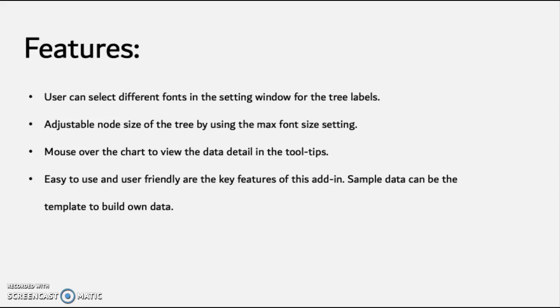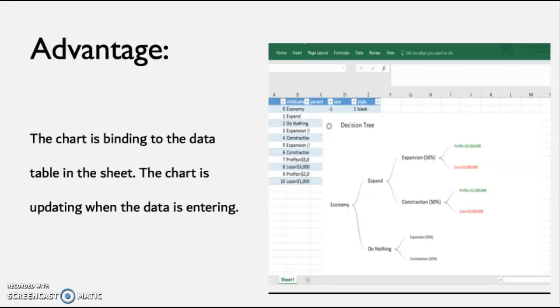Sample data can be the template to build on data. Finally, there is an advantage of the decision tree. The chart is binding to the data table in the sheet, and the chart is updating when the data is entering, so it's very convenient to use.